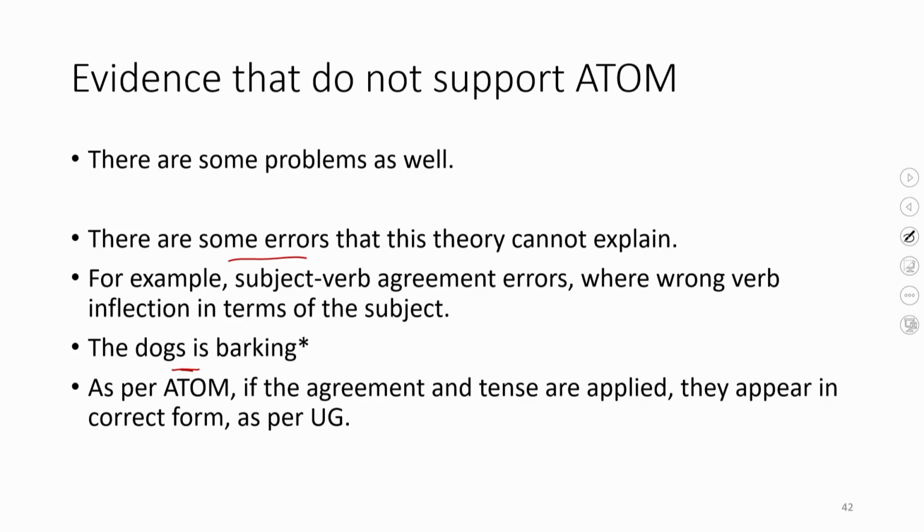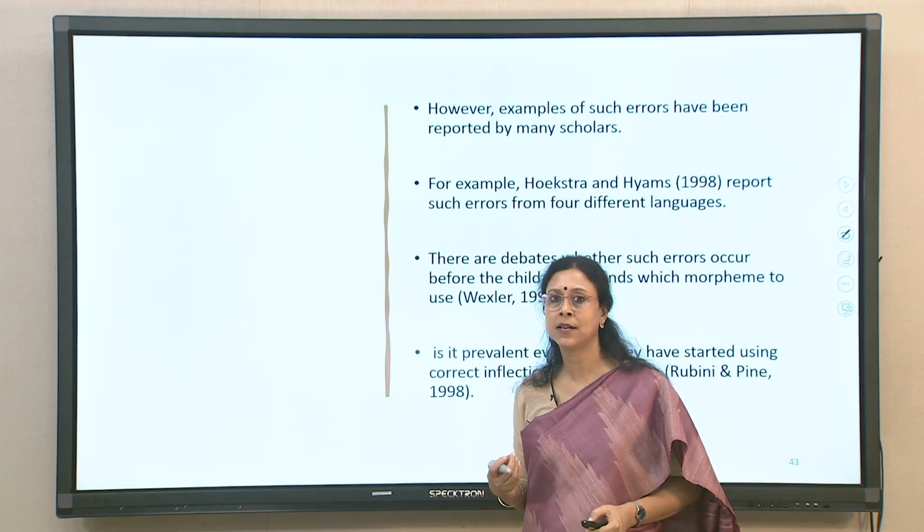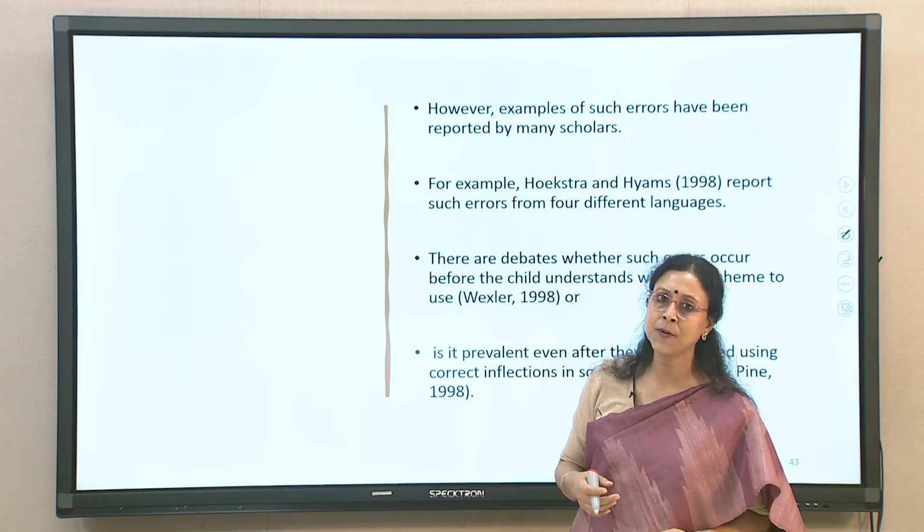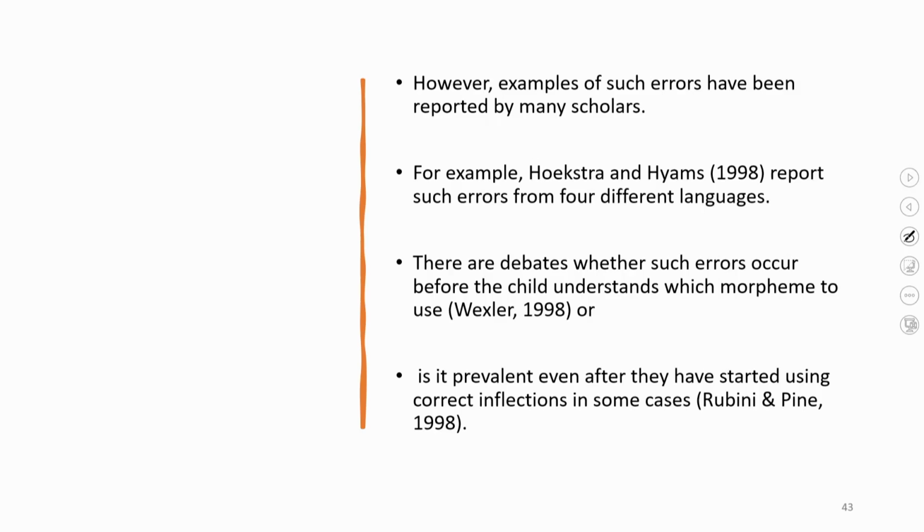As per this theory, if agreement and tense are applied, they appear in correct form as per the universal grammar, the underlying innate grammar. If they do not appear, that is because of the UCC. But if they appear, but in the wrong way, then this theory does not really seem to have an answer. Examples of such errors have been reported by many scholars. For example, a 1998 study reports errors from various languages of the world.